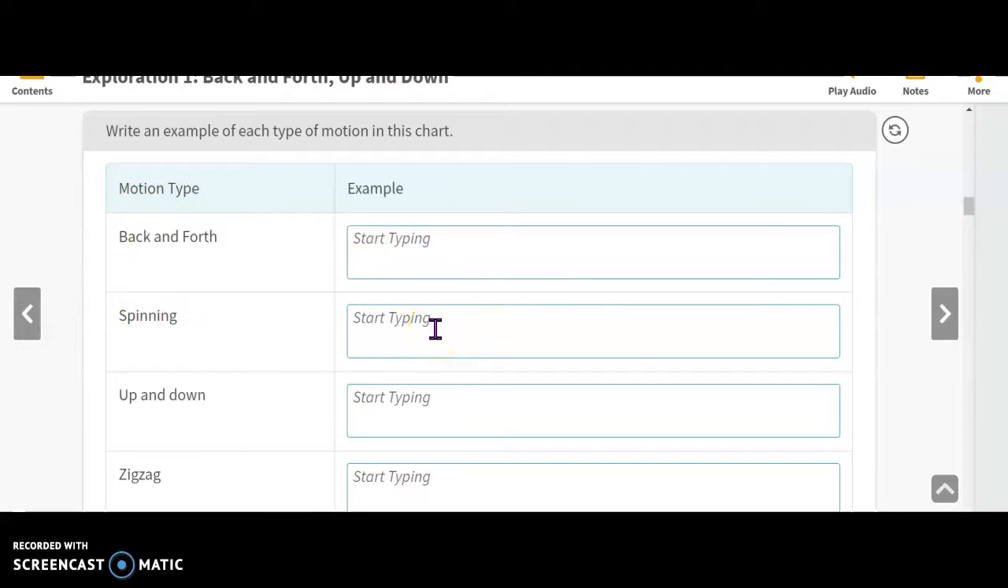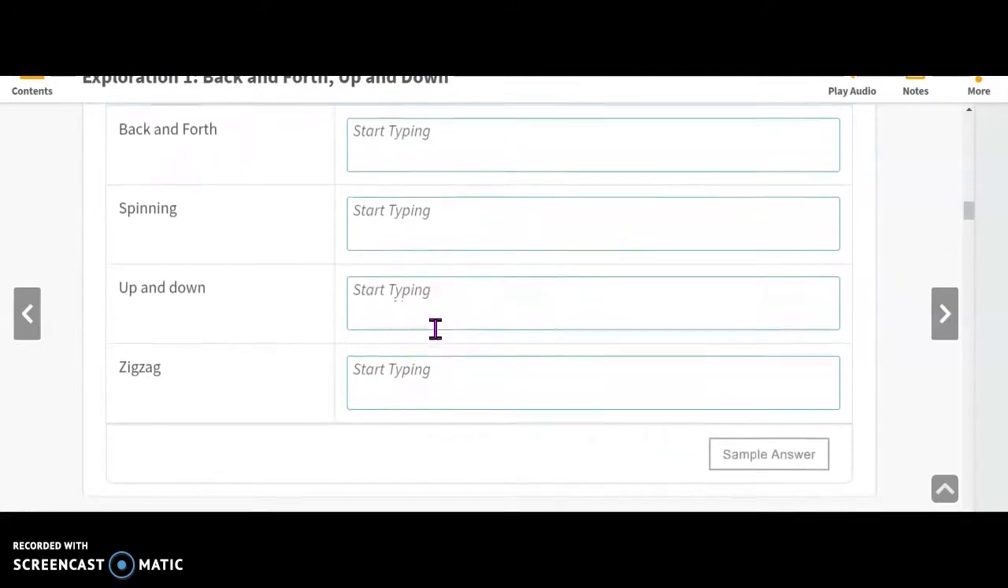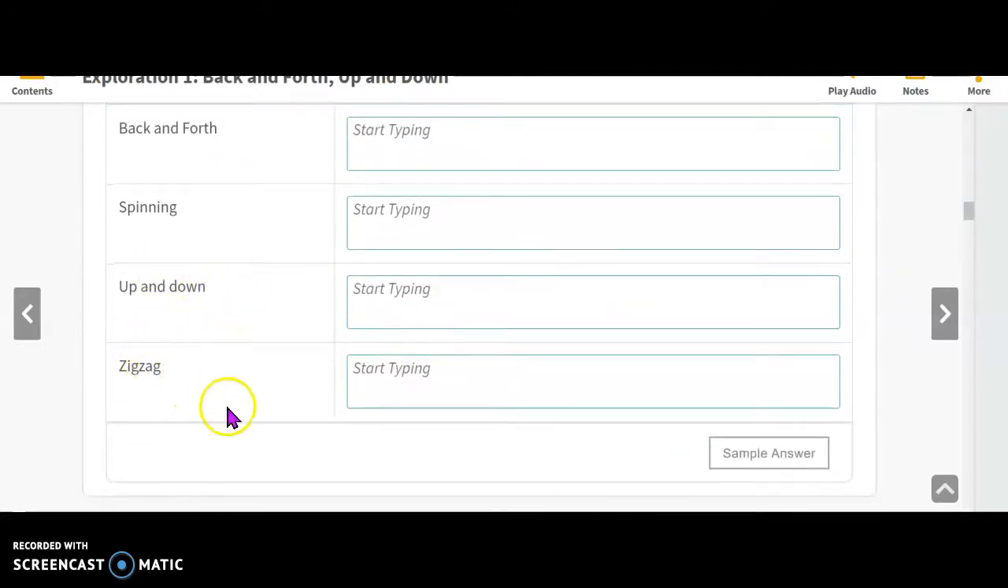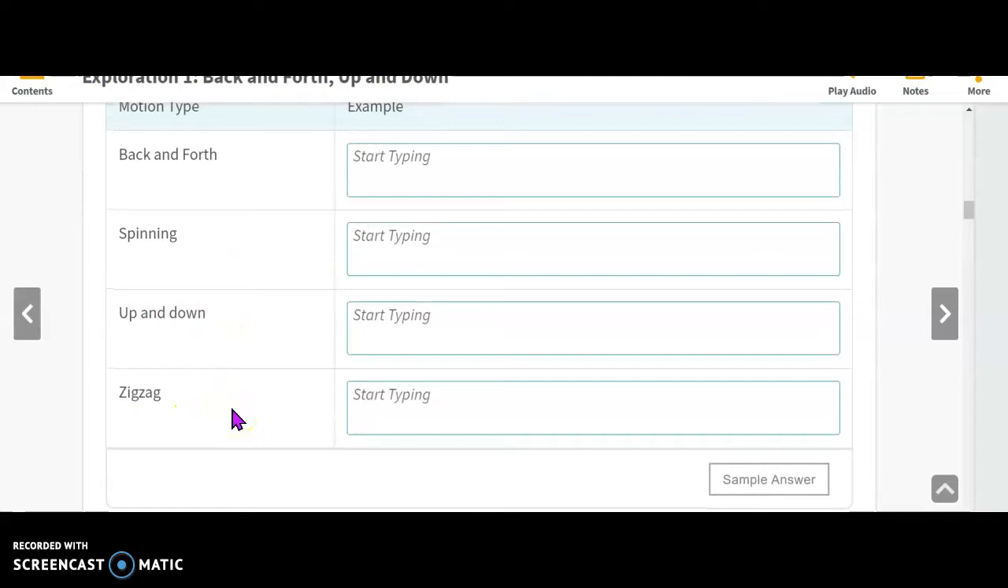What's something you know that spins? Write an example or draw an example. The next one, up and down, and the next one, zigzag. Give an example for all 4. Remember, you can write it or you can draw it.